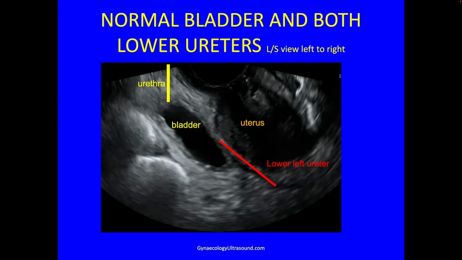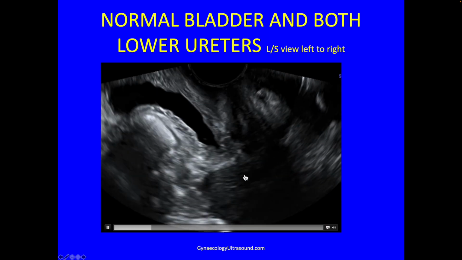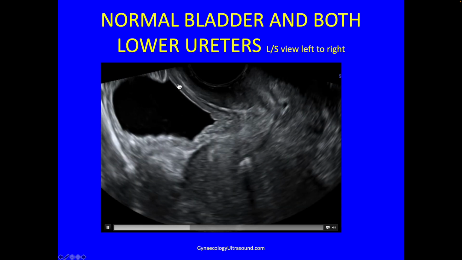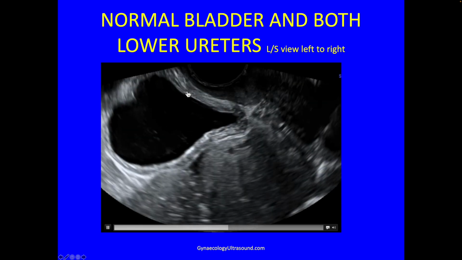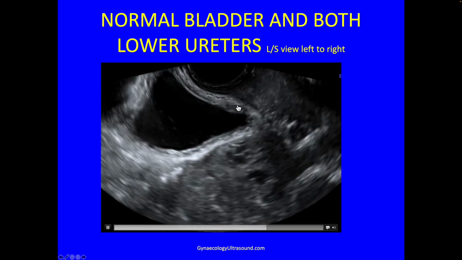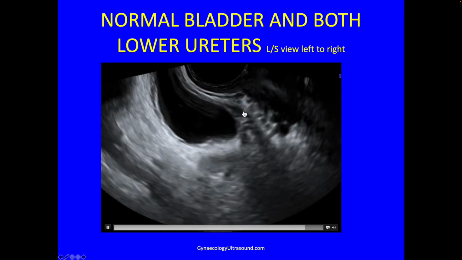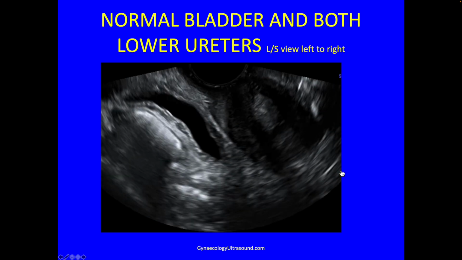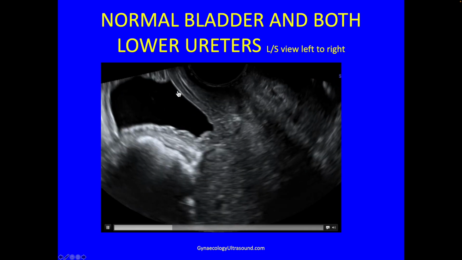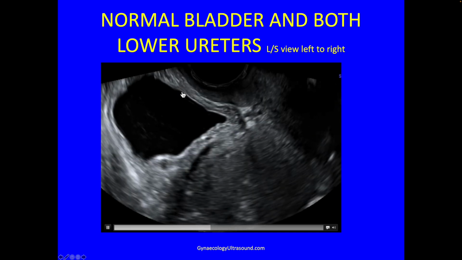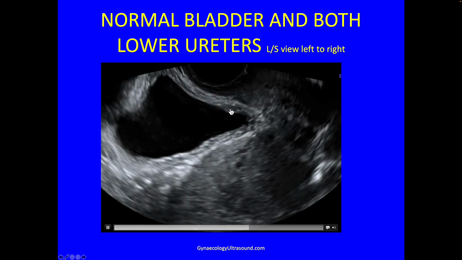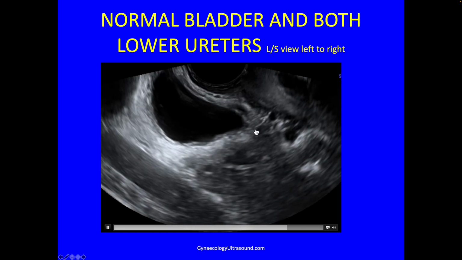This is urethra, bladder, uterus, and the lower left ureter, and I'm going to go from left to right across the trigone, showing both ureters. So that's where we're starting. That's the ureter coming into the bladder. I'm going across. This is the trigone going out the other way, and there is the beginning of the other ureter just there. So again, ureter coming into the bladder, going across the trigone, out the other way, and then there is your other ureter.